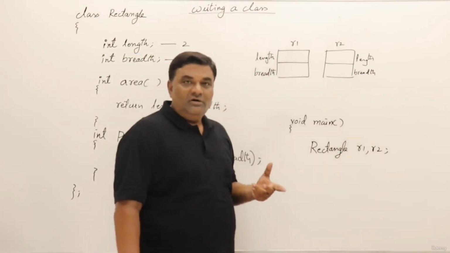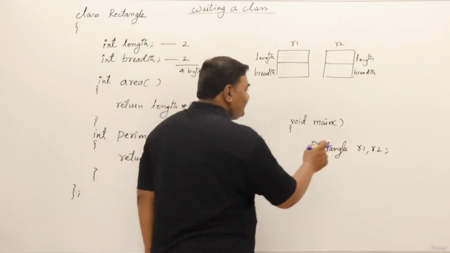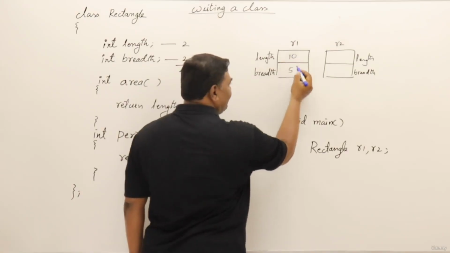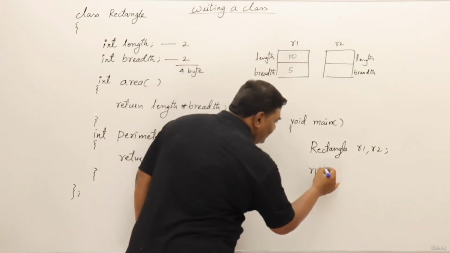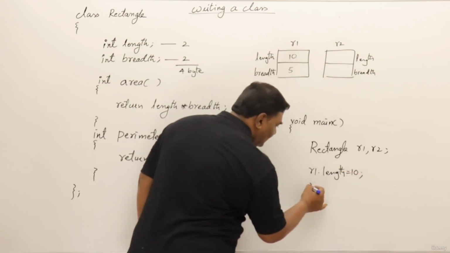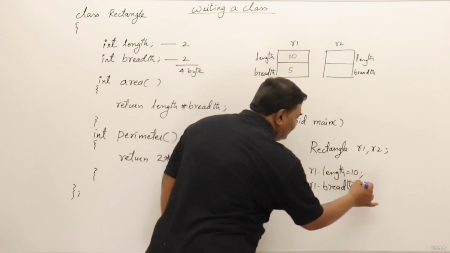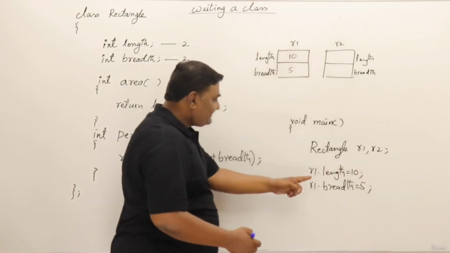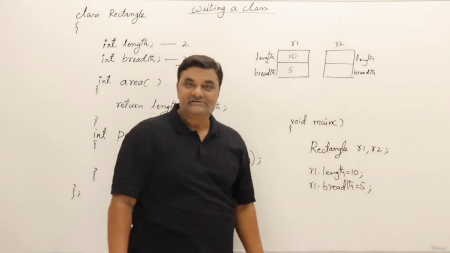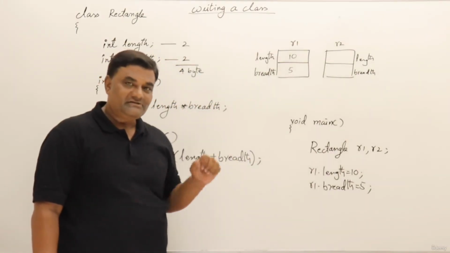Okay, creation of an object is over. Now, can I use this length and breadth? Yes. How to access? I should say R1's length I want to make it as 10 and breadth as 5. So I will say R1 dot length assign 10, R1 dot breadth assign 5. Yes, for accessing the members of this class we have to use the dot operator. So using the dot operator you can access the members.